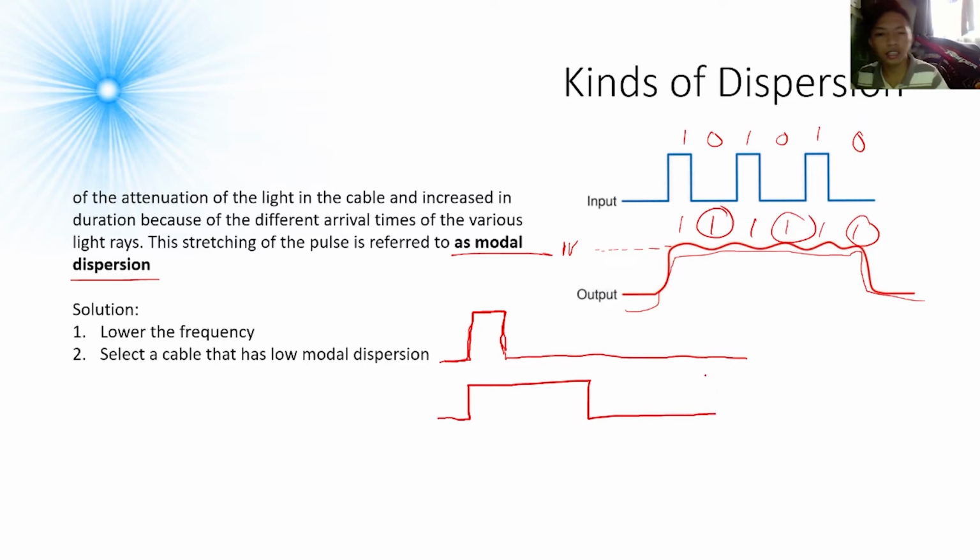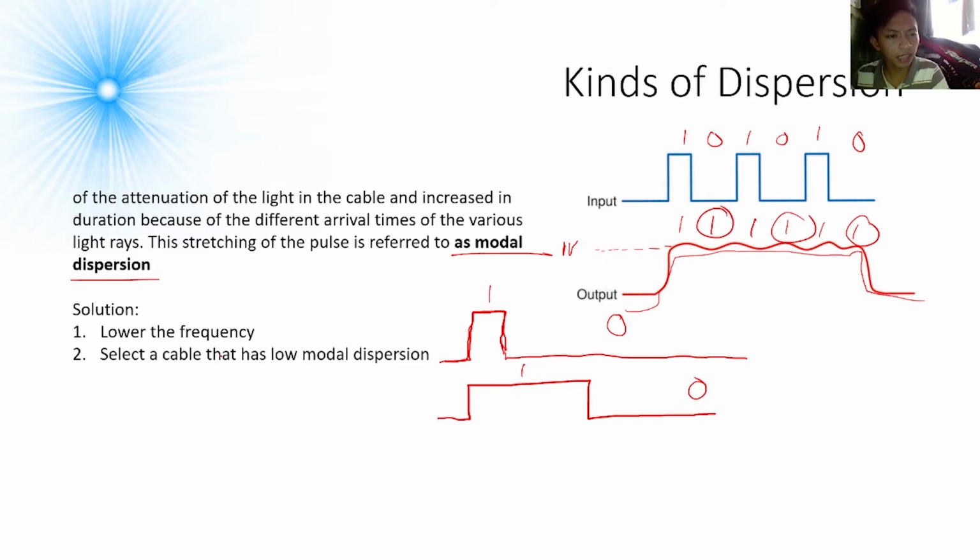Okay, and since we have lower frequency, assuming this one, so this one is 1, and this one is 1, and this one is 0, this one is 0. So we've accounted that it may take long, so that's why it has a low frequency.